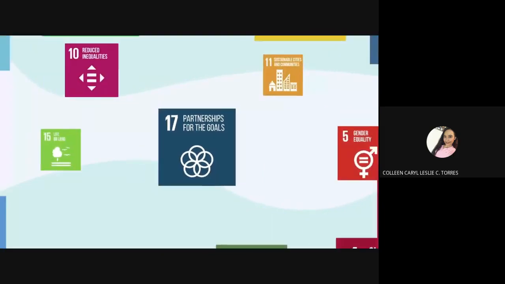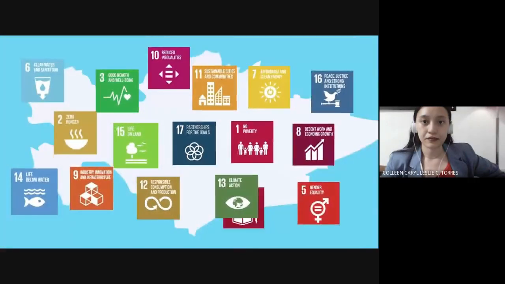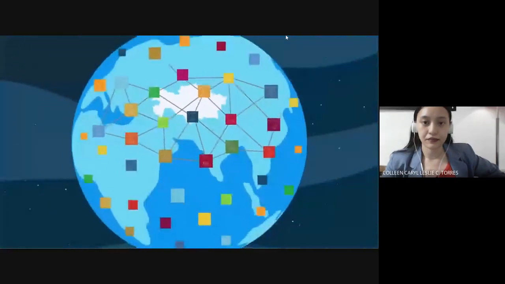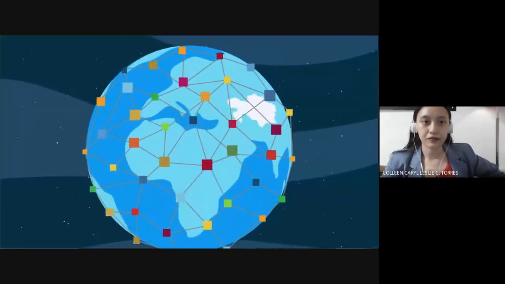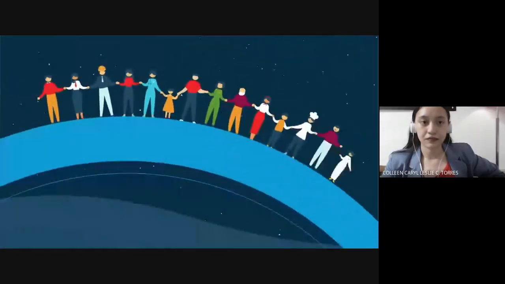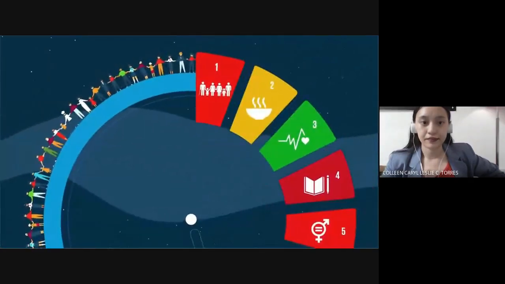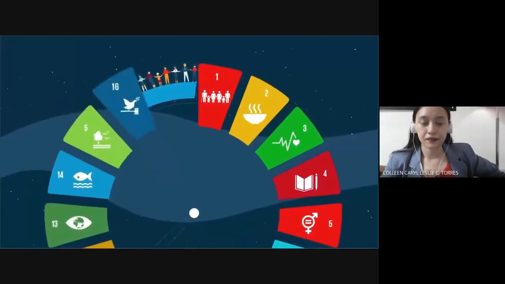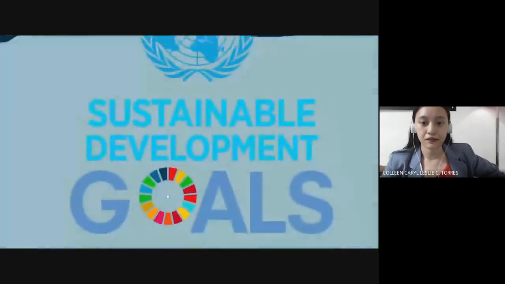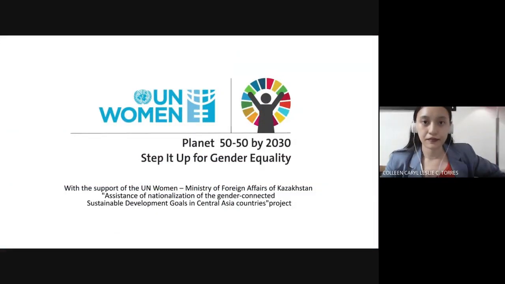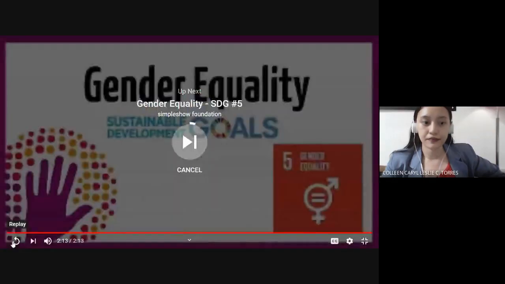All 17 Sustainable Development Goals correspond to Kazakhstan's strategic development path, and the responsibility for the implementation of the SDGs lies with all of us. Only together can we make sufficient efforts so that by 2030 our country and beyond will take the path of sustainable development. Not much time remains. Join today. Act now.